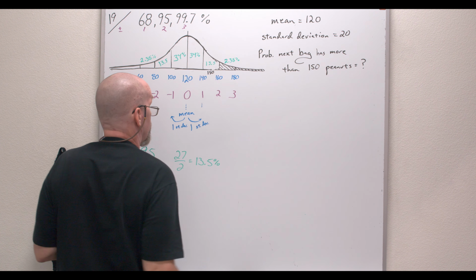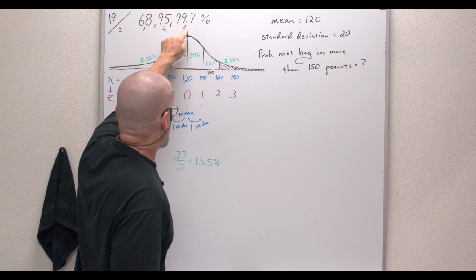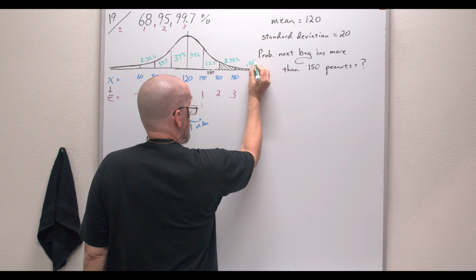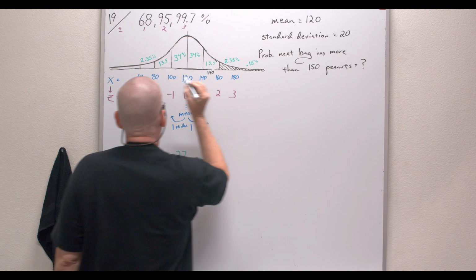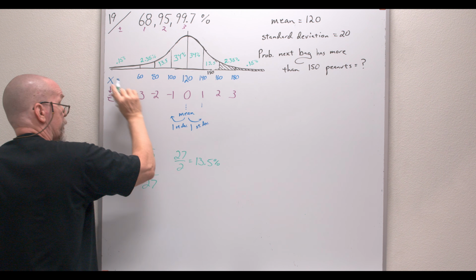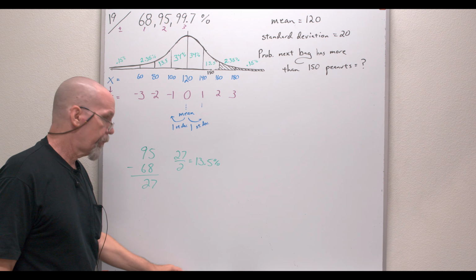The entire thing is 100%. We're missing 0.3% from this. That 0.3% has to be split between the two tail sections, so we can get 0.15% on each extreme end. Those are the ones that are way out there, way too large, way too small.